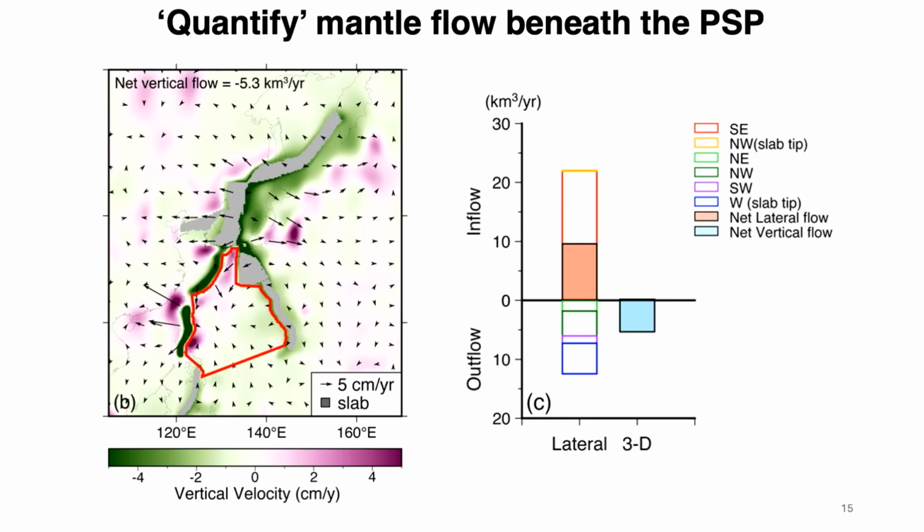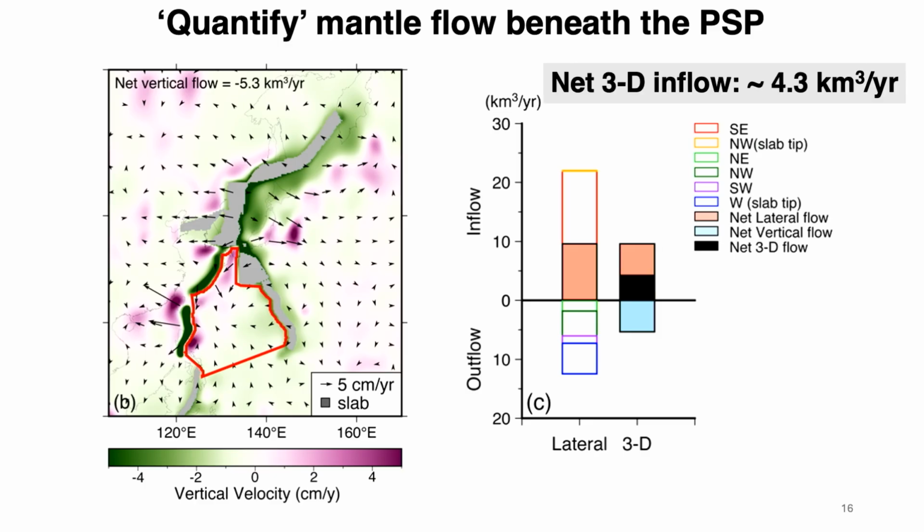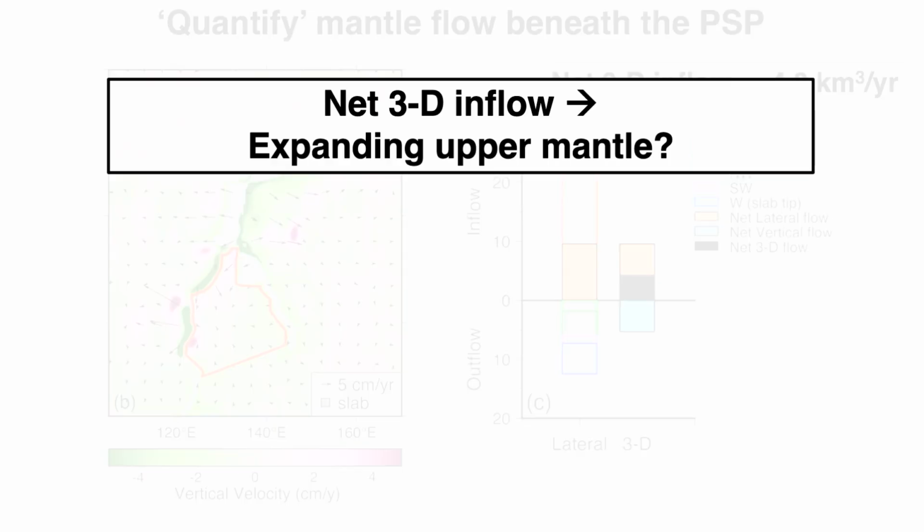And at the base of this region, we also quantify the vertical flow through this base. We eventually get the vertical outflow. If we combine these two components together, eventually we get the 3D inflow here. In other words, in this region, there's a gain of material. So it's telling us the mantle beneath the surface is expanding instead of shrinking.